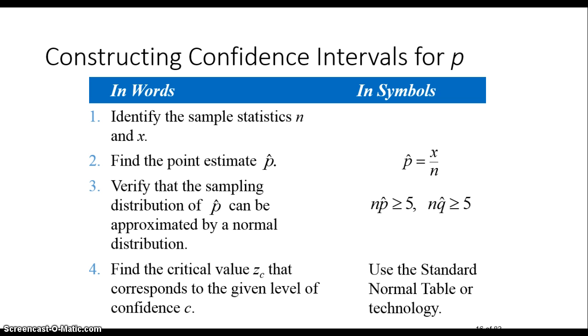And in this case, you can use a normal table, but honestly, use the graphing calculator. It's going to do that for you. It's not going to tell you directly what the critical value is, but you don't really care. You just really need to figure out what the confidence interval actually is.